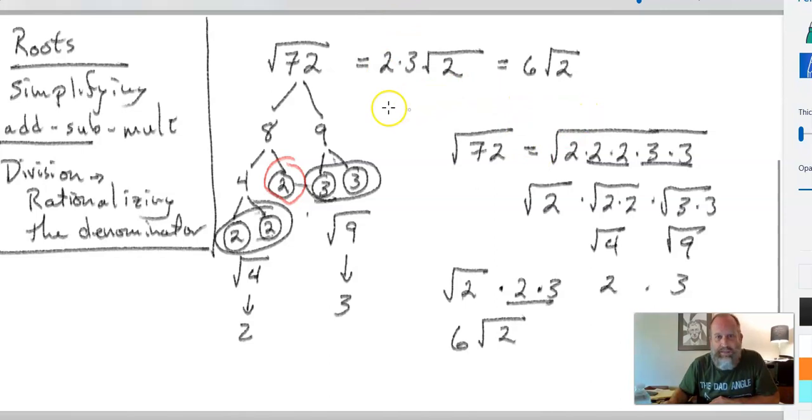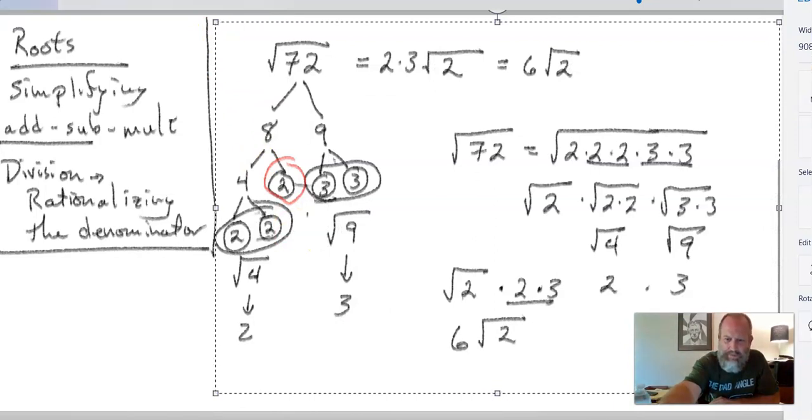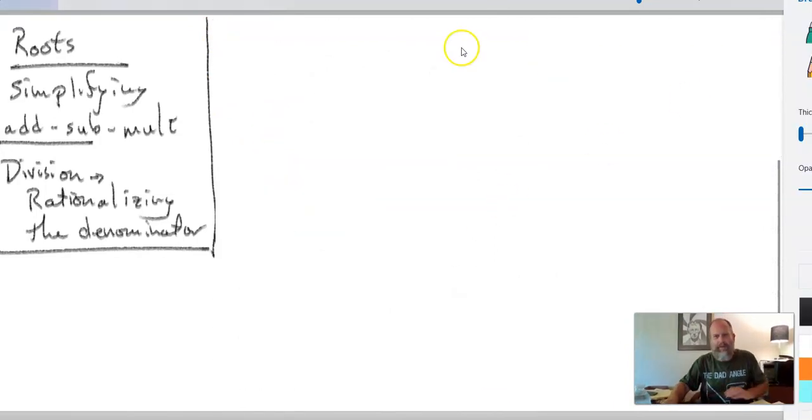Now, let's see here. I'm going to try to... there we go. I'm going to clean this off, and we'll look at the next example. There we are. All right. There's my pencil. Okay, so let's look at the next example here.